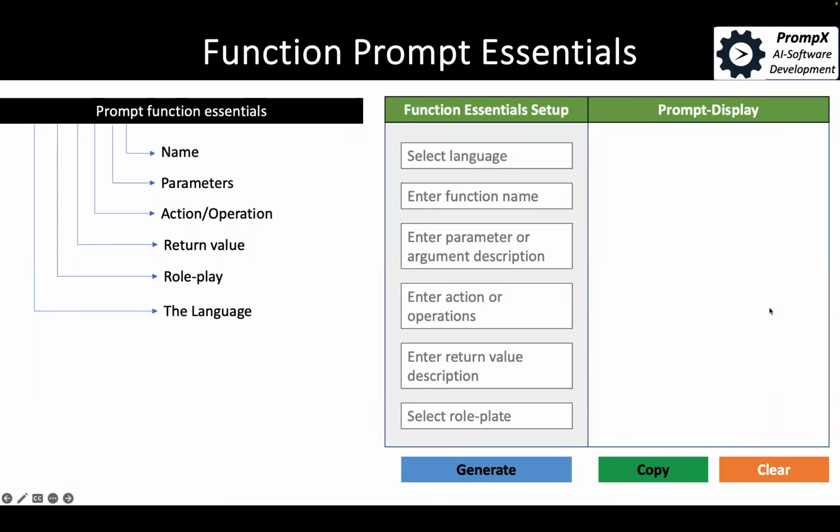This is what we'll be developing. It is part of what we had before, which is function prompt essentials. On the left side we have the list of the essentials in the form that will be filled up, and on the right side is where the prompt will show. We have the bottom actions: generate, copy, and clear.